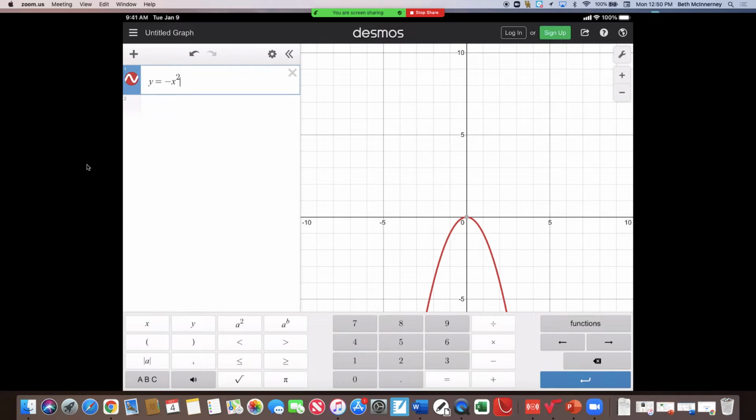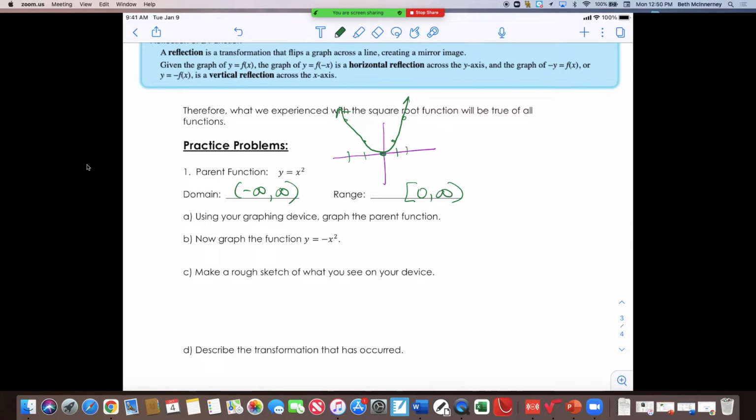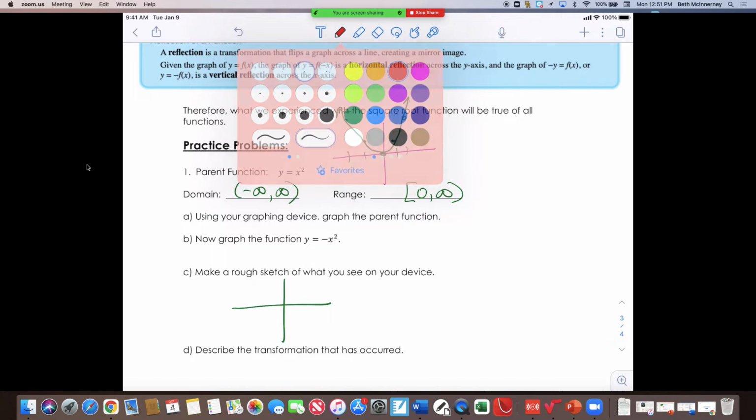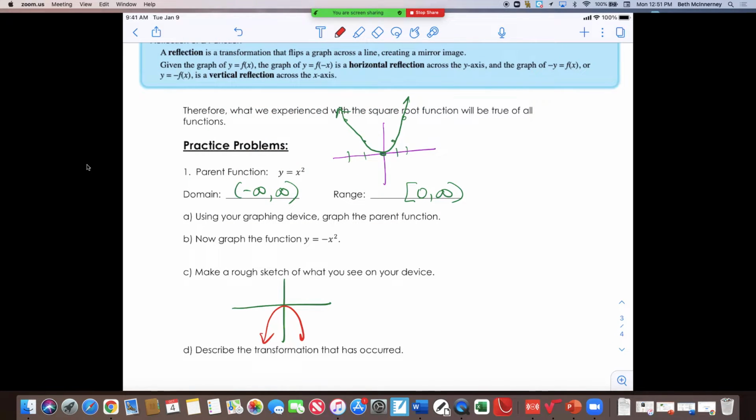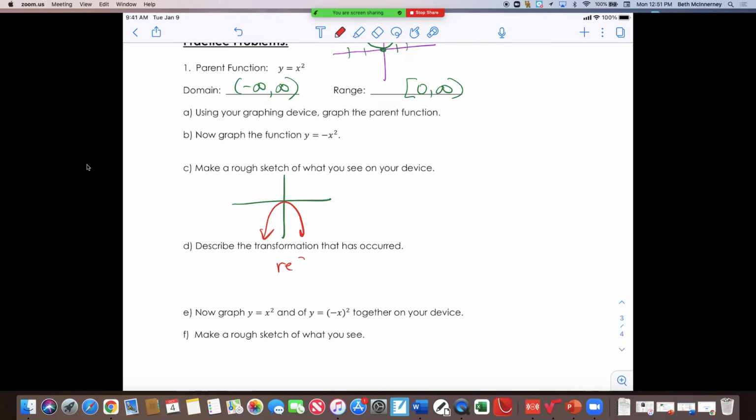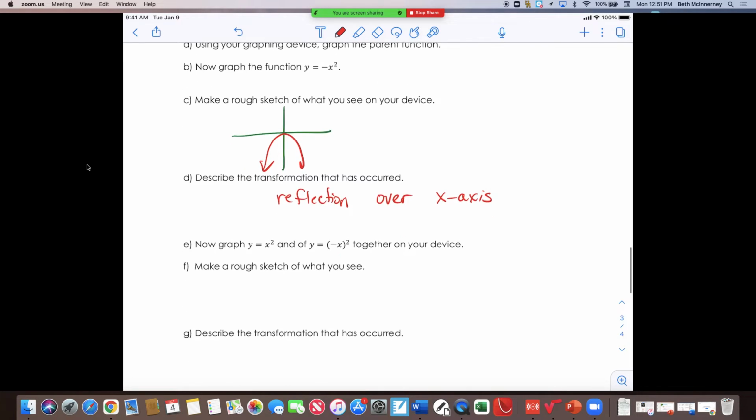So I'm going to do y equals -x squared. Oh, what does that do to the graph? It flips it how? Over the x-axis, right? So it says make a rough sketch of what you see. So it looks like this. So we would say, and in Algebra 2, we don't use the word flip, okay? We use reflection. It's a reflection, and then we say how. We would say it's a reflection over the x-axis.